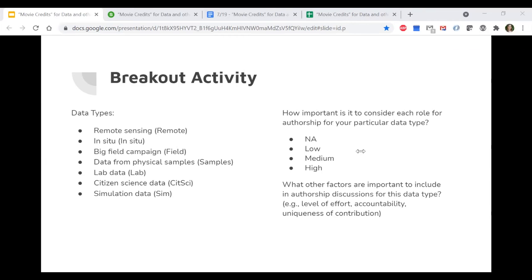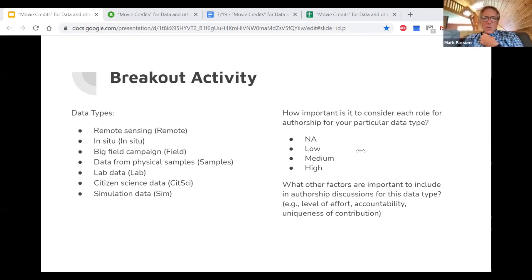All right. Megan, how do I go into my room? Do you see the breakout rooms button? Uh-huh. To the right of the name of the room, if you hover there should be a join button. Yep, gotcha. Okay. So a live look-in says there are 10 people in the physical samples room right now. Very popular. In situ data, it looks like big field campaign is a little smaller. Citizen science data is a little smaller.